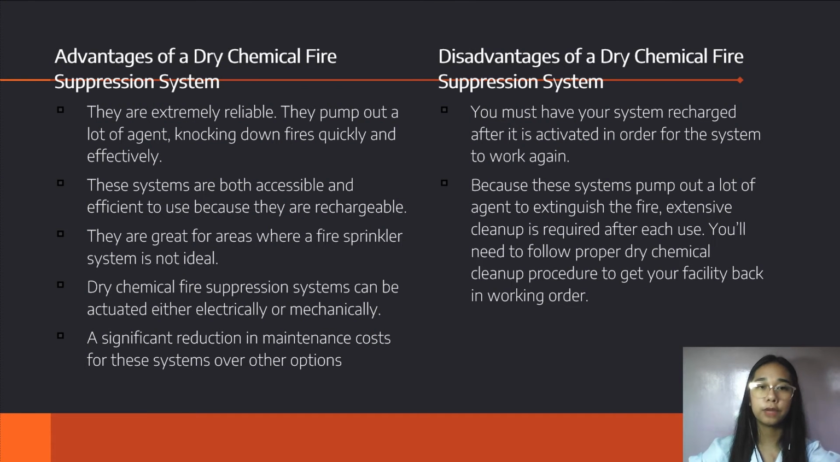So what are the advantages and disadvantages of a dry chemical fire suppression system? The advantages include that they are extremely reliable. These systems are both accessible and efficient to use because they are rechargeable. They are great for areas where a fire sprinkler system is not ideal. They can be actuated either electrically or mechanically, and they have a significant reduction in maintenance costs over other options.